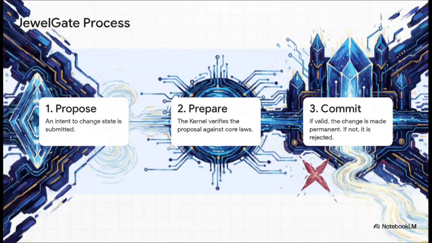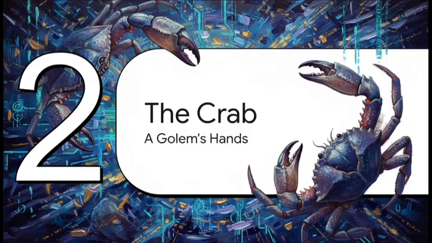The key takeaway here is nothing gets to mess with the core identity of this thing without going through this absolutely unbendable process. Okay, so now we've got this creature with its own perfect little bubble of reality. But that begs the question, right? How does it actually do anything? How does it interact with the outside world? Well, the answer lies in the next part of its anatomy, the crab.